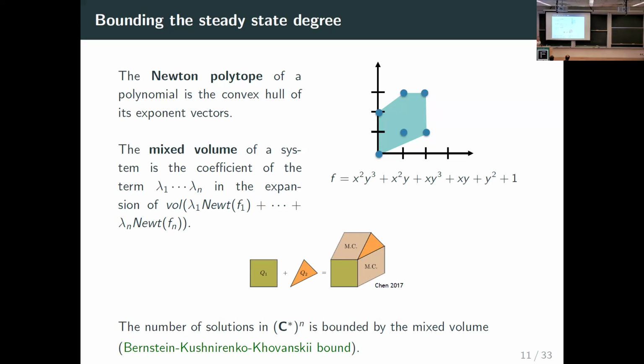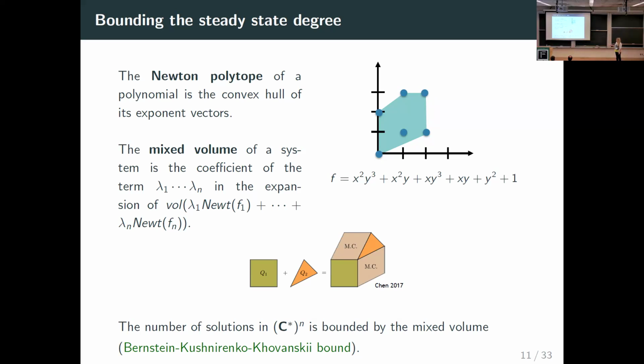I think we've seen a little bit about the mixed volume so far. For each of my polynomials, I'm going to have a Newton polytope. To get that, I plot all of my exponent vectors and take the convex hull. Then I'm going to take the Minkowski sum of all of the polynomials that appear. If I write the volume like this and look at the coefficient of the term lambda 1 through lambda n, then that's going to be my mixed volume. I have a couple of different ways to define that, and I'm just going to define it in this way for this talk.